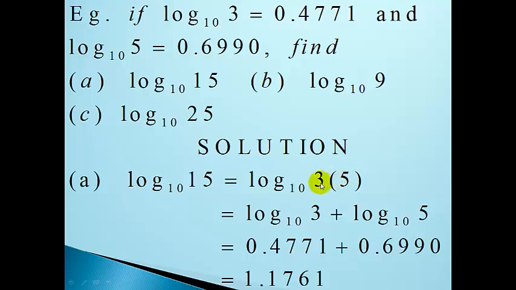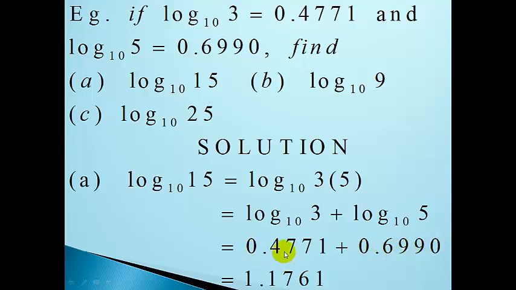If the numbers are multiplying, we have to split the logarithm. We have log 3 to the base 10 plus log 5 to the base 10. Why is it plus? It is plus between the logarithms because the numbers are multiplying, according to the first law. Now log 3 to the base 10 from the question has been given to be 0.4771, and log 5 to the base 10 has been given to be 0.6990.